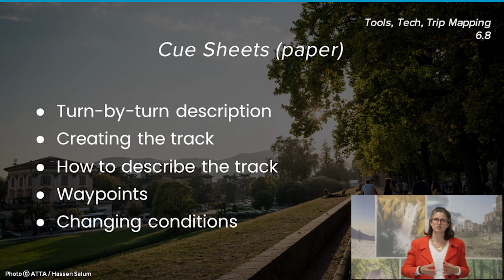Also, the colors of houses or doors may change. So if there is a street name on it, use the name and use the house number rather than saying the pink house on the corner, because that pink house may become red in the future. So you're ready to start tracking.